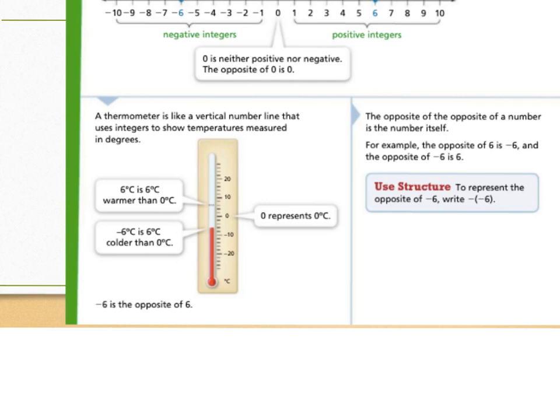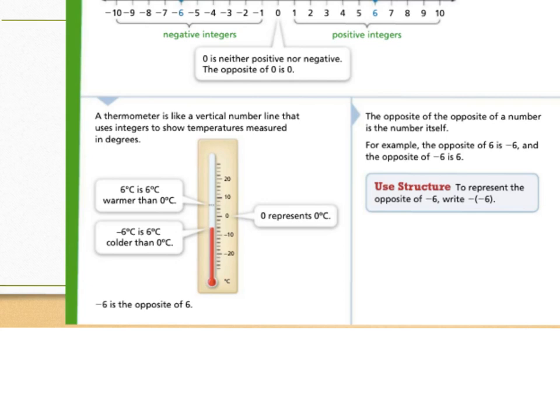A thermometer is like a vertical number line that uses integers to show temperatures measured in degrees. Vertical means it goes up and down. Horizontal means it goes left to right. So, 6 degrees Celsius is warmer than 0 because it's above 0. Negative 6 degrees is 6 degrees colder than 0. It is still 6 places away from 0, but in the negative direction.